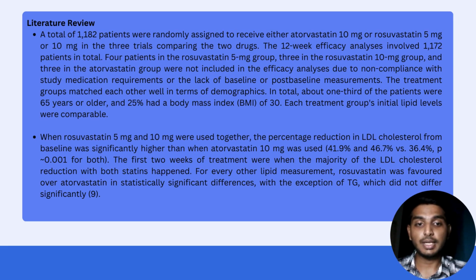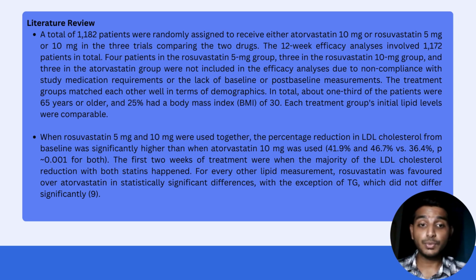Another literature review shows that a total of 1,182 patients were randomly assigned to receive either atorvastatin 10 mg or rosuvastatin 5 mg or 10 mg in the three trials comparing the two drugs. The 12-week efficacy analysis involved 1,172 patients, in which 4 patients in the rosuvastatin 5 mg group, 3 in the rosuvastatin 10 mg group, and 3 in the atorvastatin group were not included in the efficacy analysis due to non-compliance with study medication requirements or the lack of baseline or post-baseline measurement.